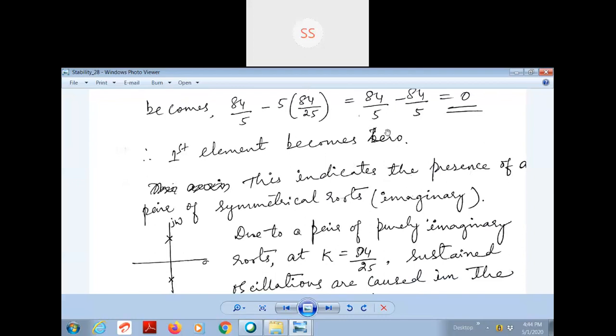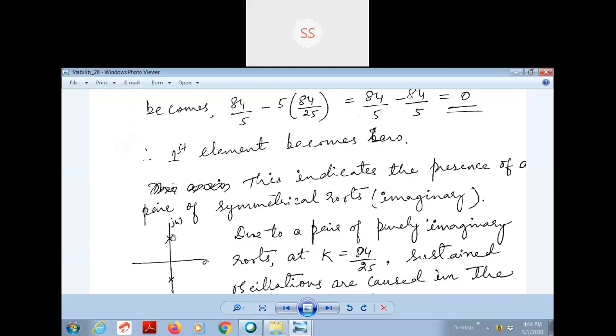This is an indication of what? The presence of a pair of symmetrical roots which are present on the j omega axis. They have neither positive nor real parts. The roots are a pair of symmetrical roots, and we have seen this even in the last problem, plus or minus j root 2. So now the situation is similar to that.